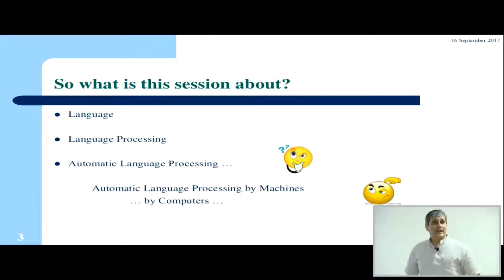And then language processing. Do you know what language processing is? Yes, no? Even if you don't know, doesn't matter. Can you tell me what language processing is? You understand the terms language and processing. Now you told me what language is. Now what is processing? Understanding the language, yeah. Is that equal to processing? Okay. Interpretation.